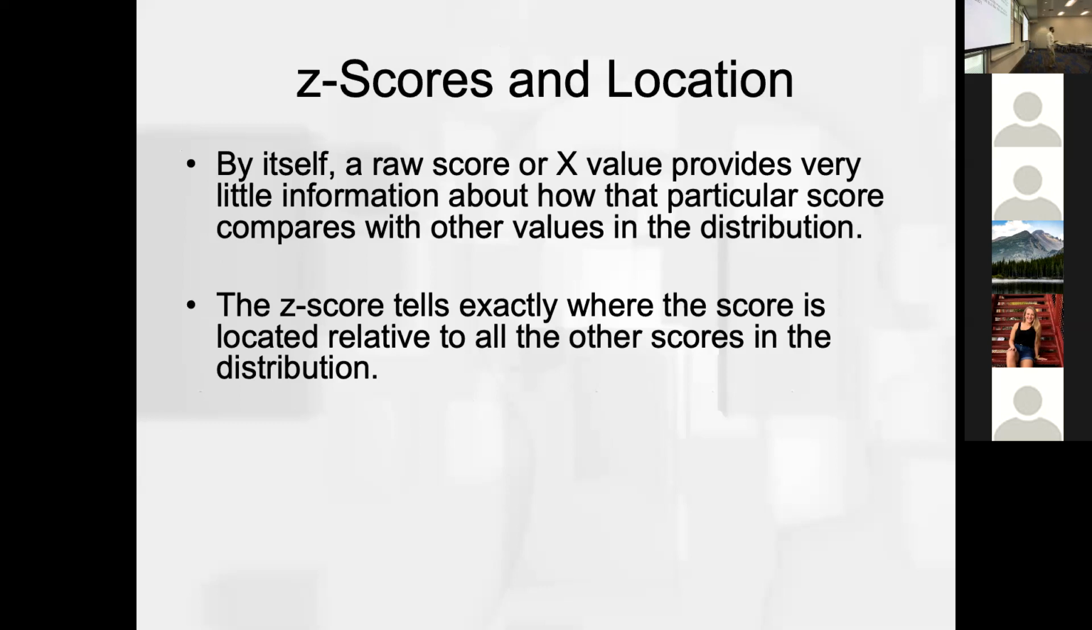And so by itself, a raw score, or as we call it, an X value, right? Seen the X notation repeatedly, provides very little information about how that particular score compares with other values in the distribution. A z-score, on the other hand, tells you exactly where that score is located compared to every other score in the distribution.